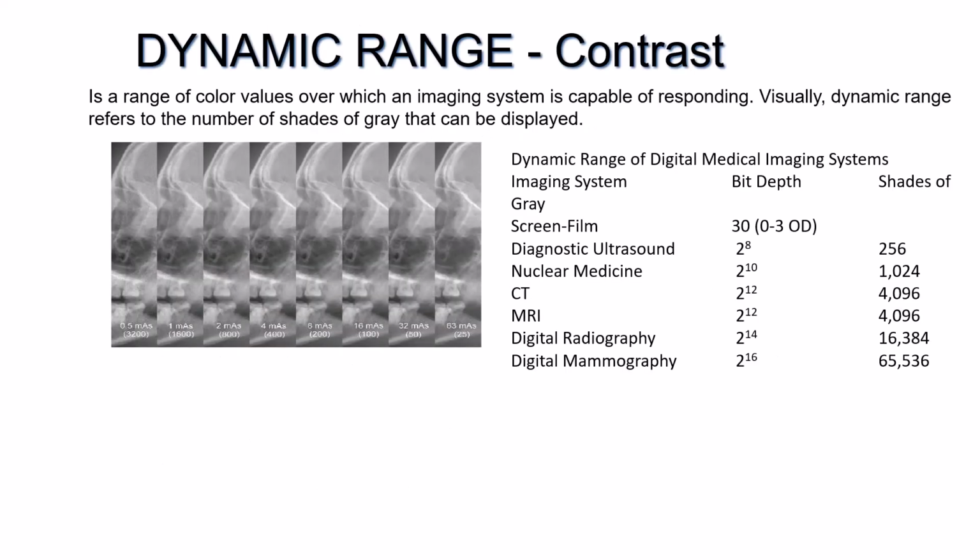Here we can see the dynamic range of digital medical imaging systems in bit depths and shades of gray. The only medical imaging system that uses 256 or 8-bit depth is ultrasound. The rest of the modalities go from 1024 bits to 65,536 bits and more.